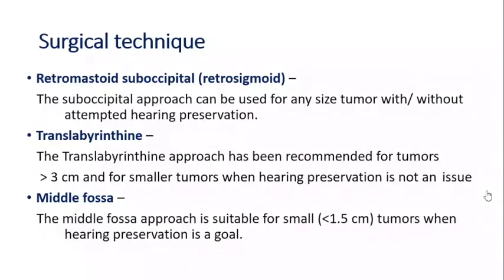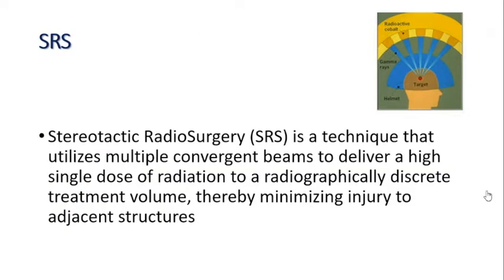Surgical technique, of course, apart from the retrosigmoid, that is the retromastoid suboccipital route, we also have a translabyrinthine route which has been popularized by ENT surgeons, and they are good for even large tumors, especially when hearing preservation is not an issue. And the facial preservation rate seems to be better with this approach, while the middle fossa approach, if the tumor is reasonably small and the hearing has to be preserved, is the preferred approach for many.